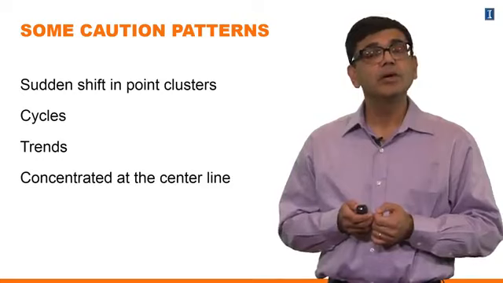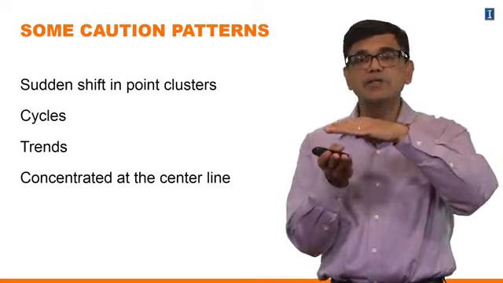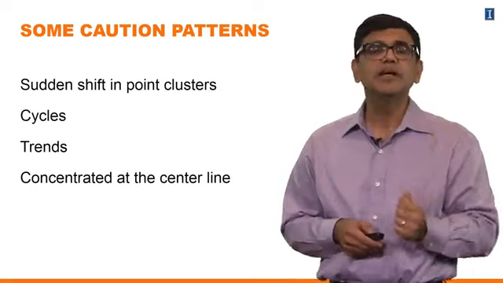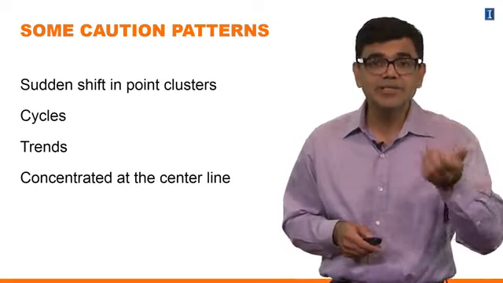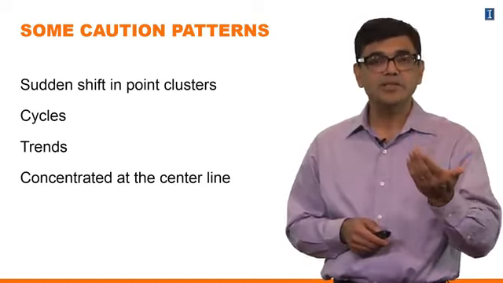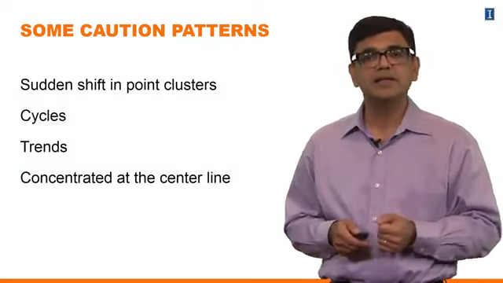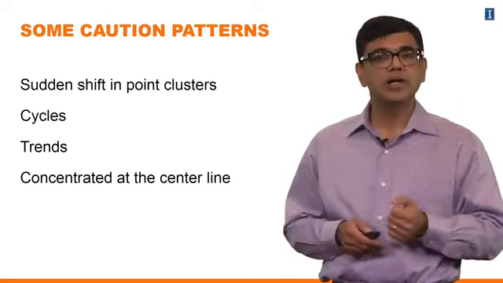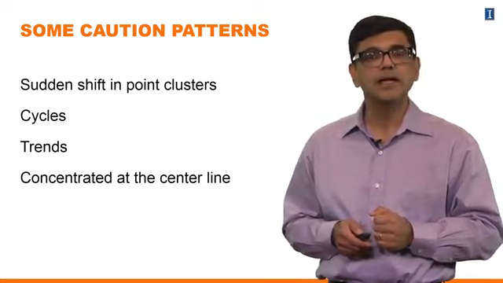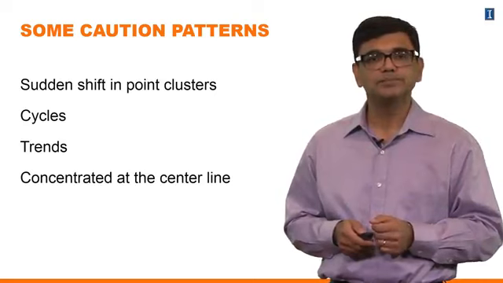If you find all the points are concentrated at the center line, you have an upper control limit and a lower control limit, and you find that the points are all very close to the center line all the time, what it's probably telling you is that there's less variability than you expect in this process, that the process has actually become much more predictable, right? So it's time to recalibrate the control limits and use a new process control chart with new control limits. So these are some of the things that you might want to look at in addition to looking for points outside of the control limits in a control chart.